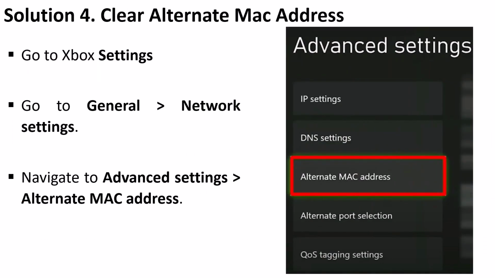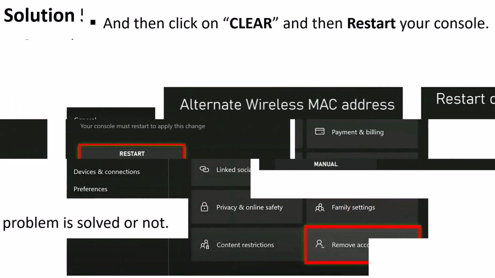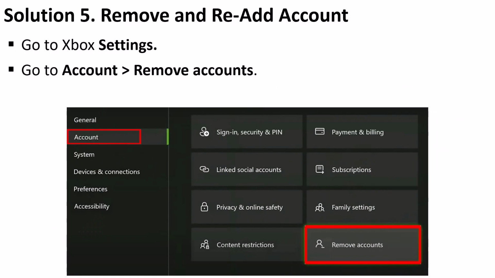Solution 4 is to clear alternate MAC address. So go to Xbox settings, go to General, Network Settings, navigate to Advanced Settings, Alternate MAC address and then click on Clear and then restart your console. And once your console restarts, go ahead, launch the High on Life 2 game and check if the problem is solved or not.